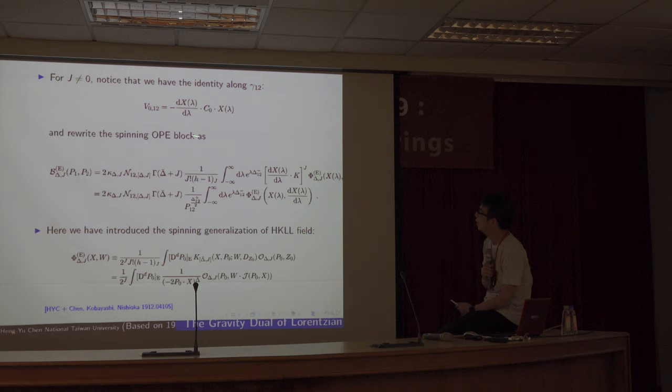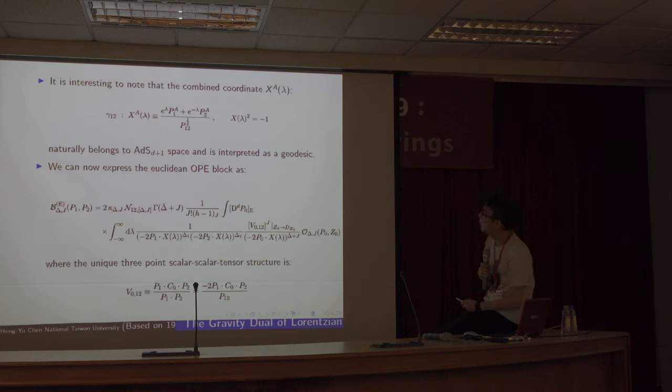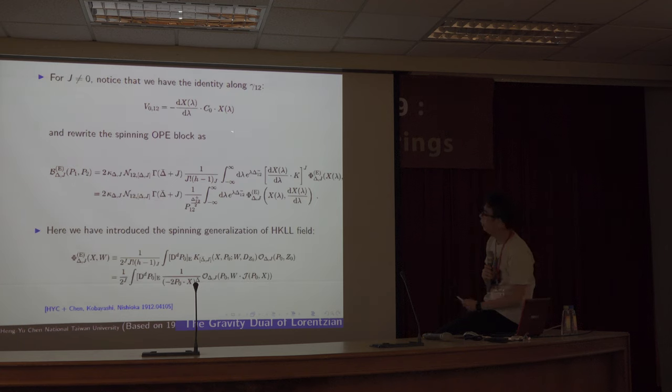So for the non-trivial spin case, we can interpret it. Basically, what we notice is that this tensor structure can be rewritten in the following form, where x lambda is the coordinate inside the AdS, parametrizing a geodesic. In fact, I should have emphasized earlier that this x lambda we introduced earlier has a precise interpretation: it's not only inside AdS, it's really parametrizing a geodesic connecting the two external points, P1 and P2, and the line parameter here is precisely lambda. And this tensor structure, we can rewrite it with x dotted with dx by d lambda, the tangent vector to the geodesic, and contract it with this tensor structure C0.